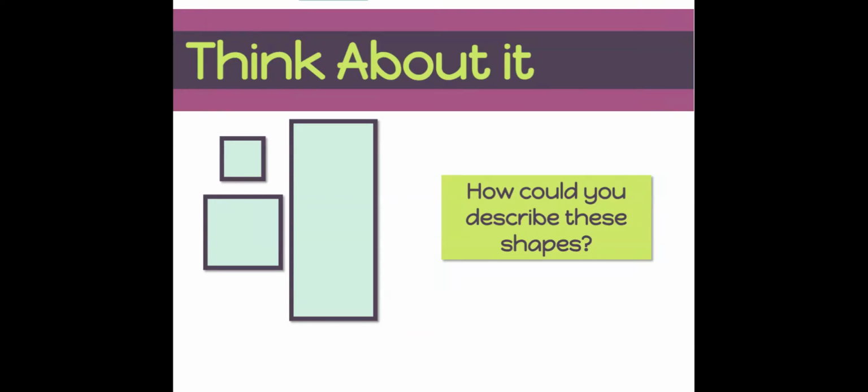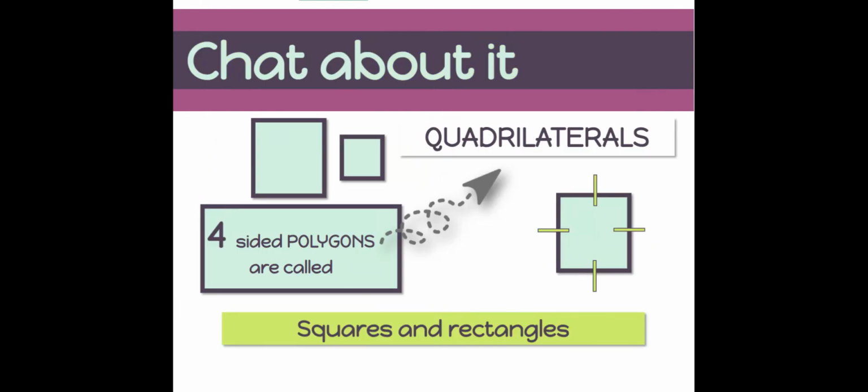How could you describe these shapes? Take a look at them. Well, these are four-sided polygons. Four-sided polygons are called quadrilaterals. Quadrilaterals include shapes such as squares and rectangles.